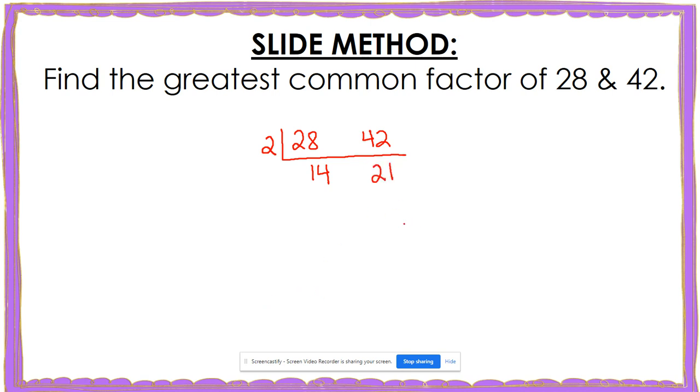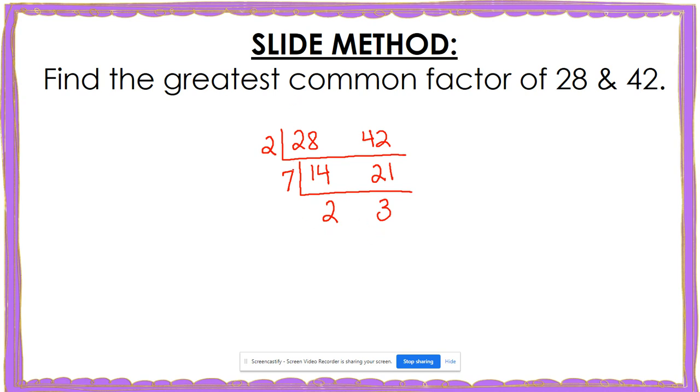Now, looking at these, I know that they still have factors in common. So if I think about 14, 14 is 2 times 7, and 21 is also 3 times 7. So they have a 7 in common. If I do 14 divided by 7, I get 2. And if I do 21 divided by 7, I get 3. Now, at this point, neither 2 nor 3 have any factors in common because they are both prime numbers. So I can stop here.